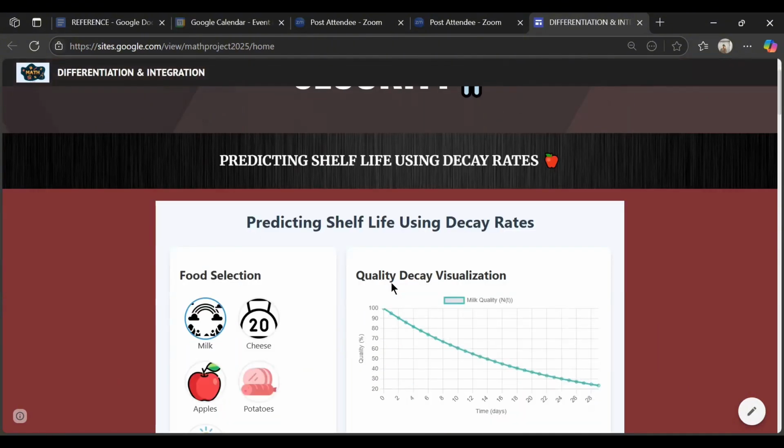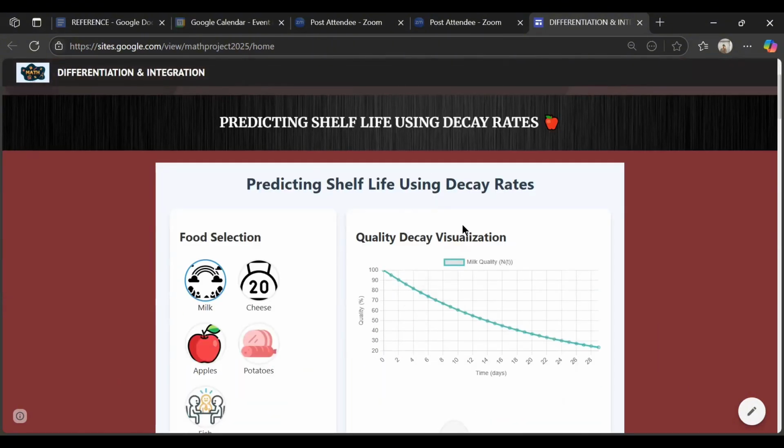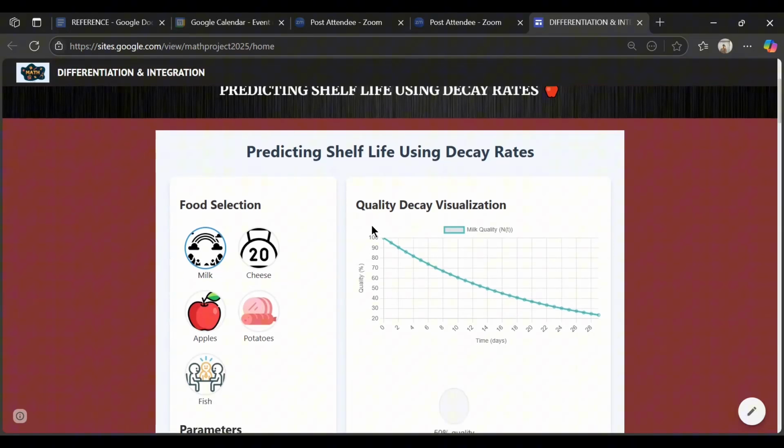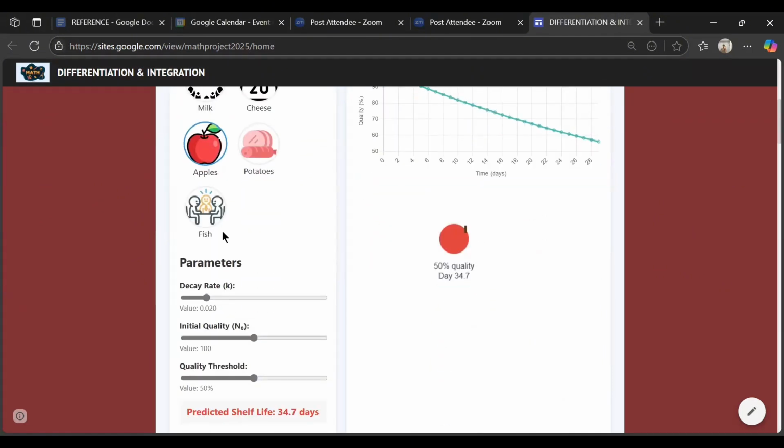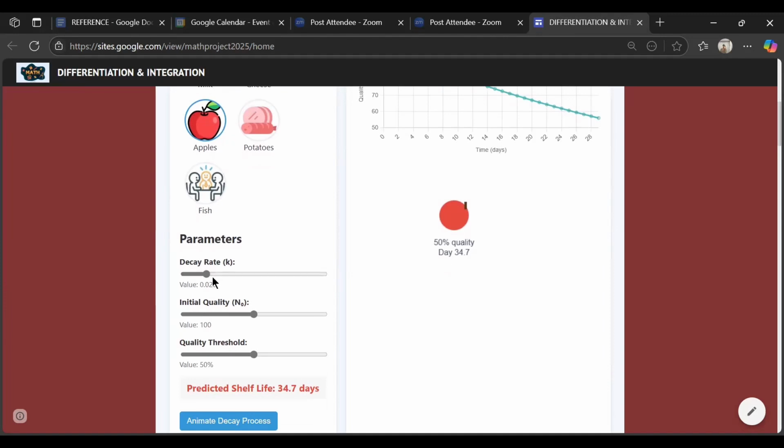So first is simulation. This is the first part of my website that helps us predict how long food will stay good. So you can pick different foods here, like milk, cheese, apples, potatoes, and fish. For example, if I choose apple, so here are the parameters.